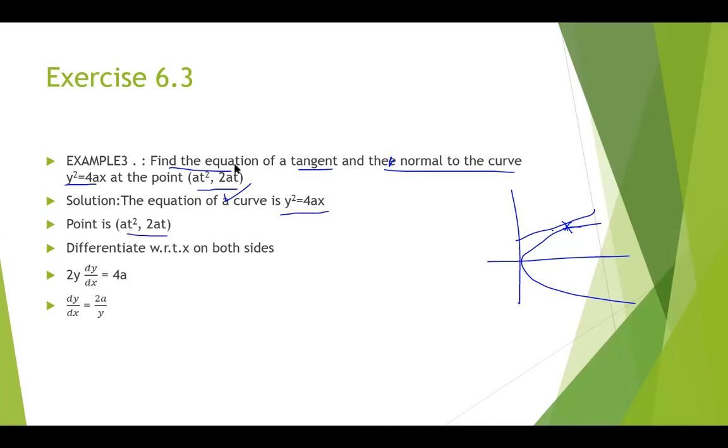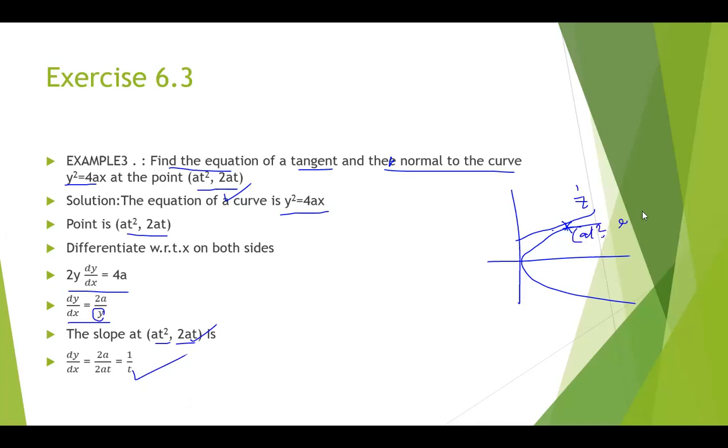What's the first step? You will differentiate the curve with respect to x. dy by dx is 2a upon y. Then slope at at square comma 2at. Okay, here I have y. Y is again a function of t. So I'll put y is 2at, so that dy by dx is 1 by t. So the slope of this line is 1 by t.